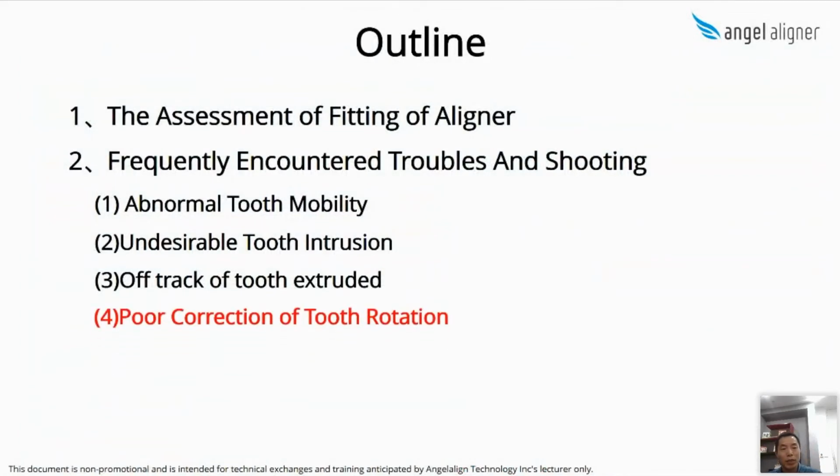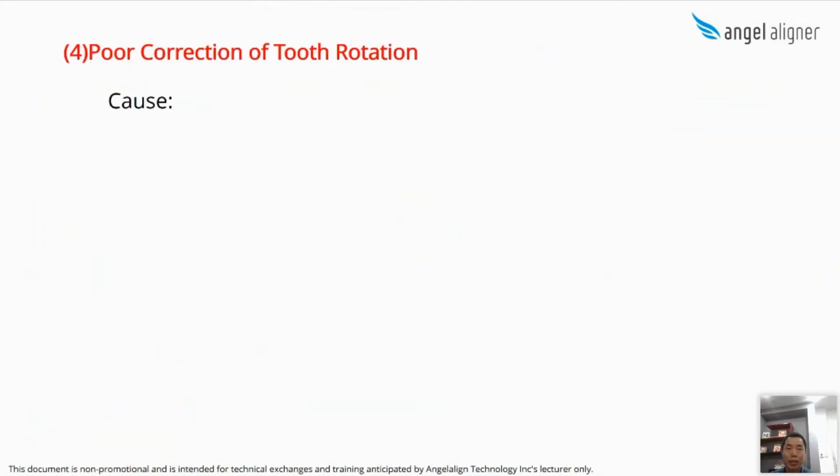Okay, we come to the fourth frequently encountered trouble, which is the poor correction of tooth rotation. Let's see the causes of poor correction of tooth rotation. The first one is lack of space. The second is the off track of an aligner. How to deal with this problem? I will discuss these two causes together.